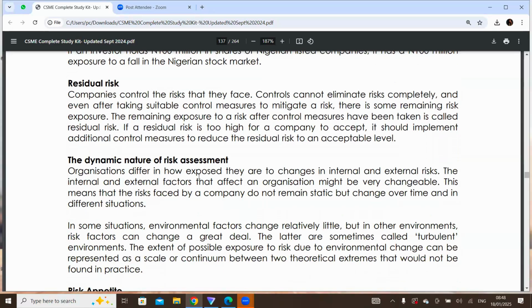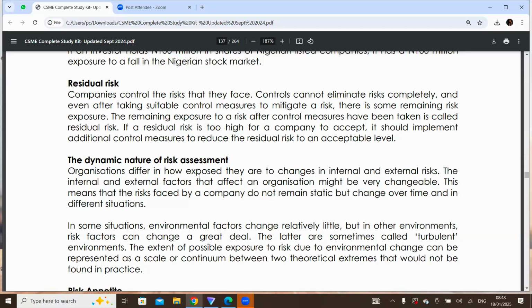Companies control the risk that they face. Controls cannot eliminate risk completely, and even after taking suitable control measures to mitigate a risk, there is some remaining risk exposure. The remaining exposure to a risk after control measures have been taken is called residual risk. If residual risk is too high for a company to accept, it should implement additional control measures to reduce the residual risk to an acceptable level.